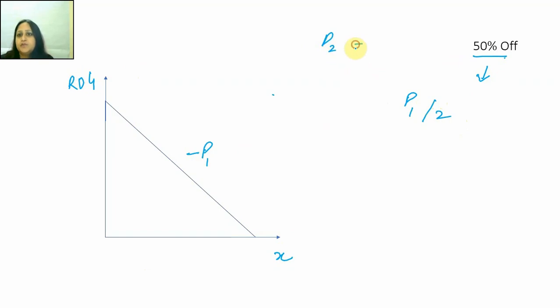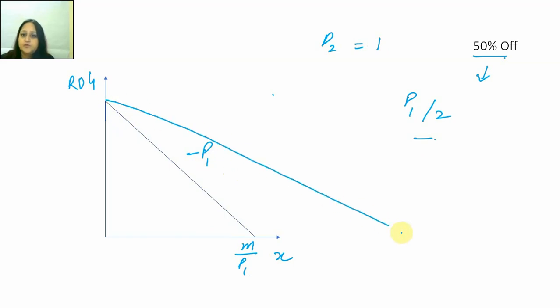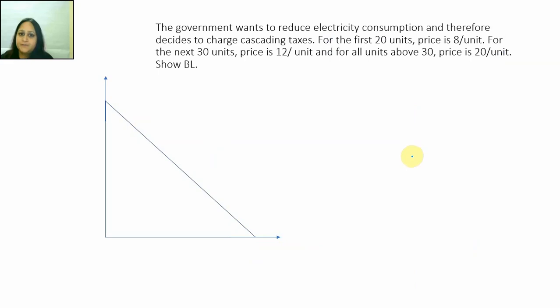Taking the concept of numerator, P2 was 1. So इसलिए मेरा P1 was minus P1. Now the slope becomes minus P1 by 2. Earlier we had M by P1. Now this will just move outward, it becomes 2M by P1, right? The same thing as we did in the last case.